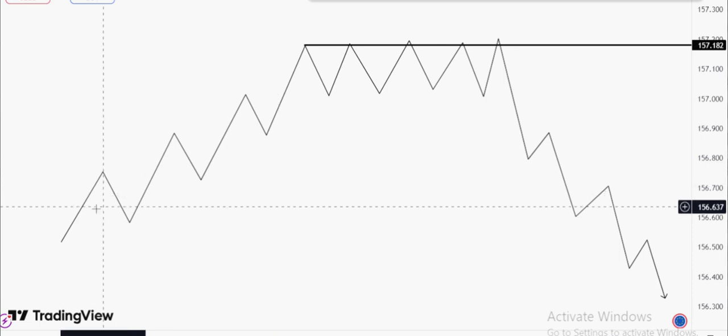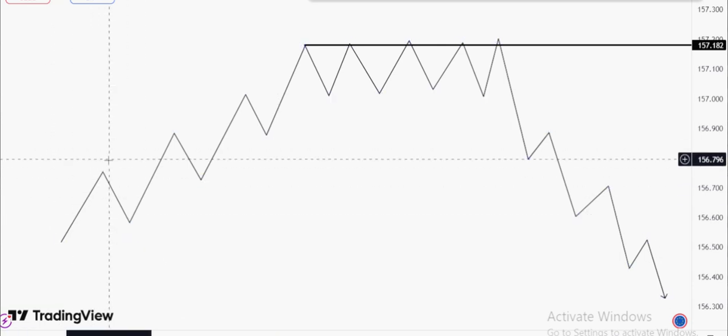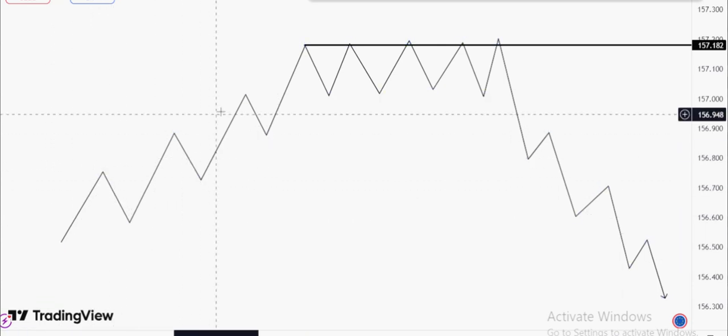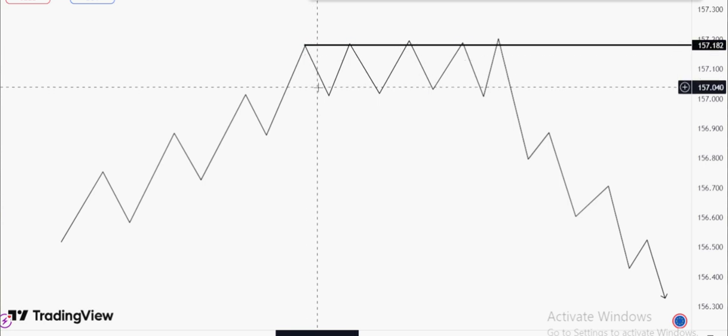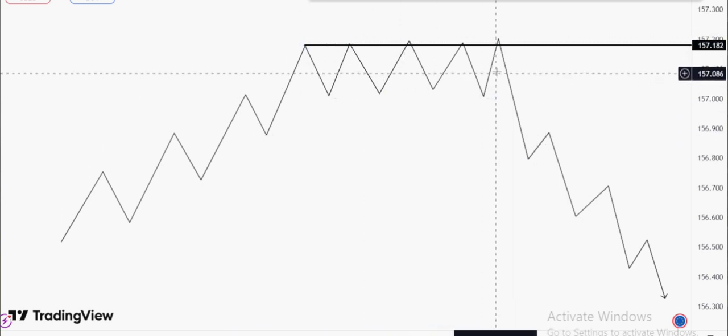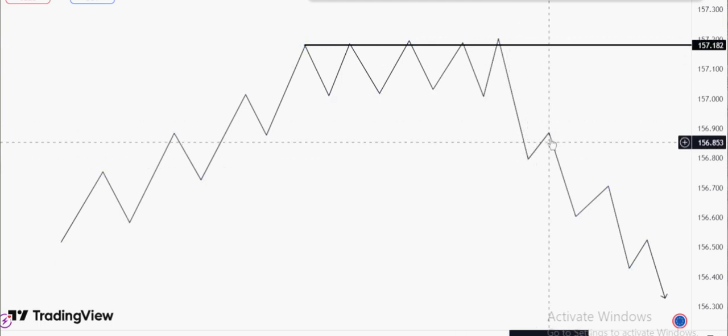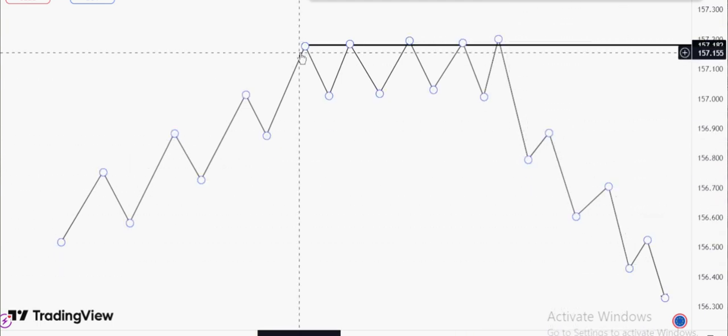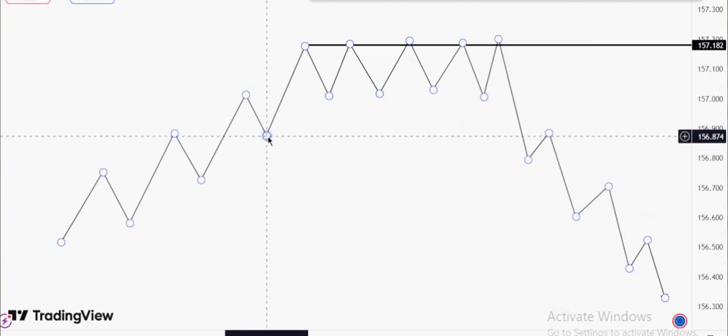So yeah, bullish trend: higher high, higher low, higher high, higher low, higher high, higher low. Sideways moving markets, not creating highs, not creating lows. Bearish market: lower low, lower highs, lower low, lower highs. And then each area is a key level.